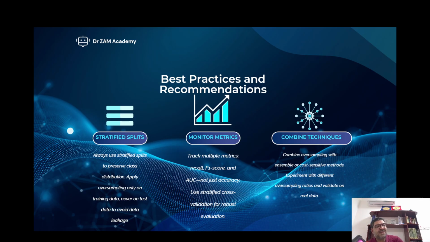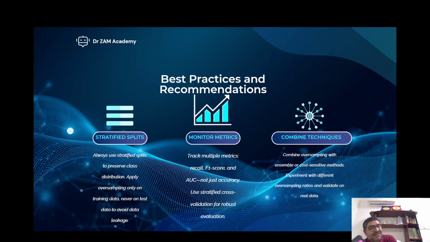Stratified splits, best practices and recommendations. Stratified splits, what does that mean? Always use stratified splits to preserve class distribution. Apply oversampling only on training data, never on test data, to avoid data leakage. So definitely you should not be applying oversampling on the test data. It should only be on training data. There's a possibility of data leakage, which we had discussed earlier.